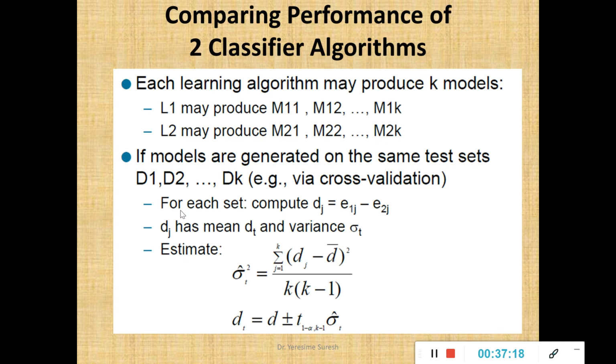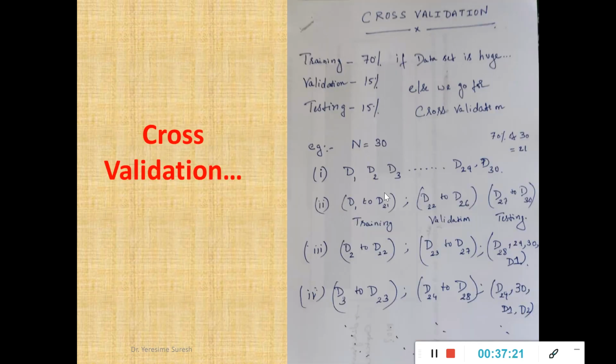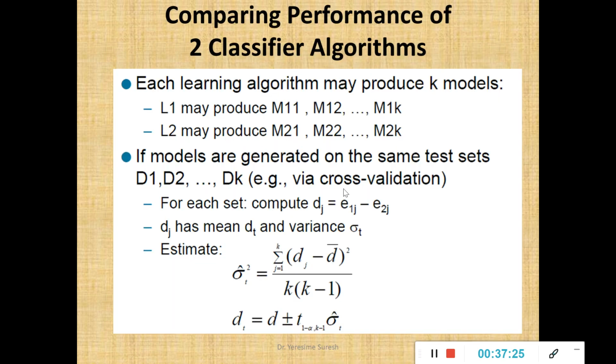So in that case, for each set, fine, this is one set, this is second set, this is third set. So for each set, find the observed difference. Observed difference is the error rate difference between the two models 1 and 2. Same way, find the mean value, the true difference and the variance. How to find variance and true difference? We have the formula here.